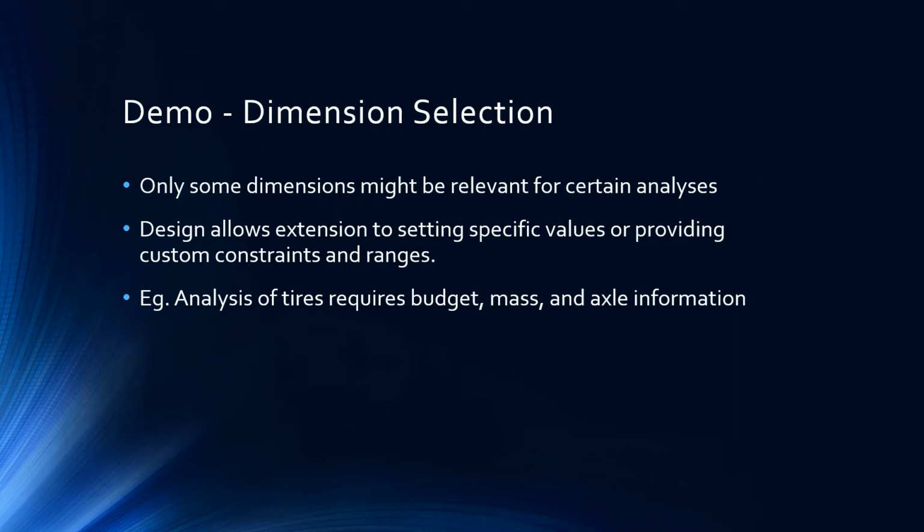Ideally, selecting a dimension of variability should allow the user to add constraints, ranges, or custom values. This might take the shape of specifying a maximum budget size, a potential range for the mass of the vehicle, and performing an analysis on only a single axle type. While our application doesn't currently have this functionality, our design should allow this to be easily extended.